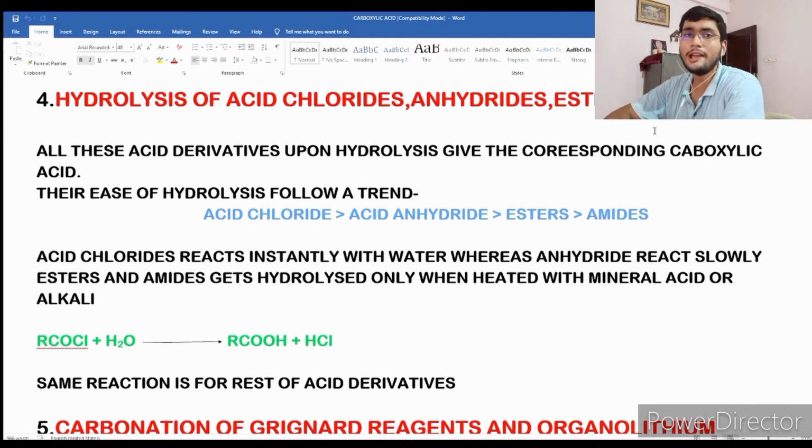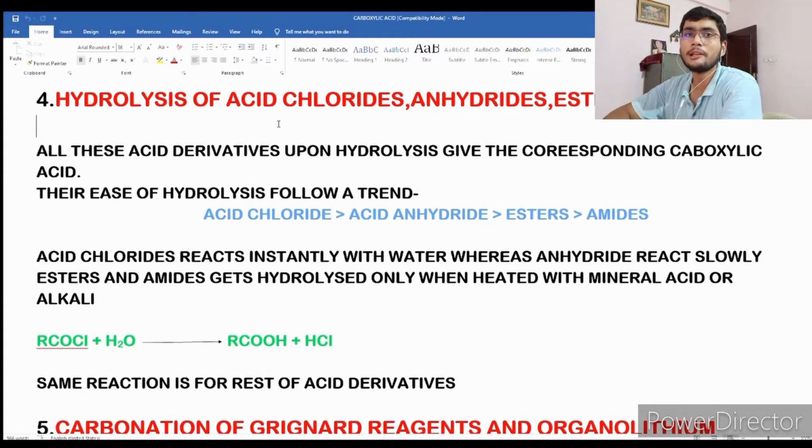So I have taught you in the previous lecture that the carboxyl group is made up of two groups. One is a carbonyl group and the other is a hydroxyl group. So if you replace the hydroxyl group with other groups, what you will get is acid derivatives. So if you talk about acid chloride, if you replace the OH group with a chloride group, you will get acid chlorides. If you are talking about ester, if you replace the OH group with an OR group, you will get esters. Similarly for amide, if you replace the OH group with an NH2 group, you will get amides. So these are basically the acid derivatives.